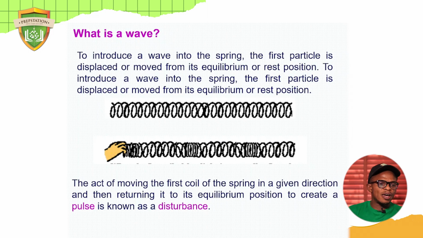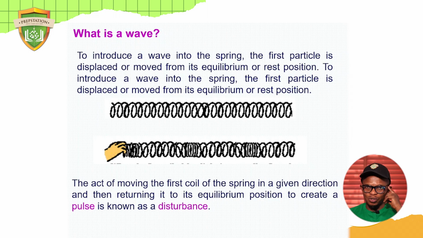Now, to introduce wave into a spring, the first particle is displaced or moved from its equilibrium or rest position. Now, we have two diagrams here. The first one is an unstretched spring. The second is a stretched spring. Now, you can see the difference. If you stretch a spring and allow it, it moves to and fro, back and forth.